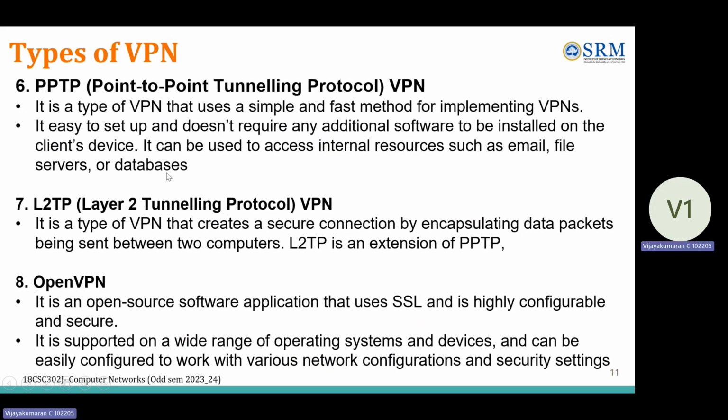Then point-to-point tunneling protocol VPN. It is a simple and the fastest method for implementing the VPN, because in the earlier days they used the point-to-point and the layer 2 tunneling protocols for implementing the VPN. So the sixth and seventh categories are about the point-to-point tunneling and the layer 2 tunneling protocols.